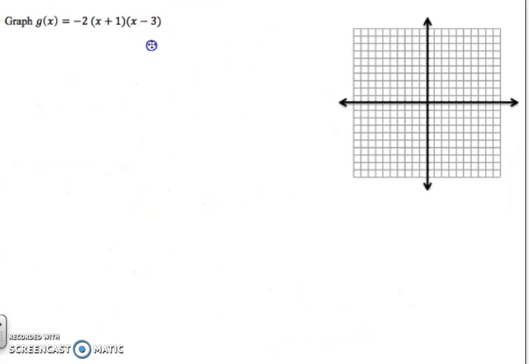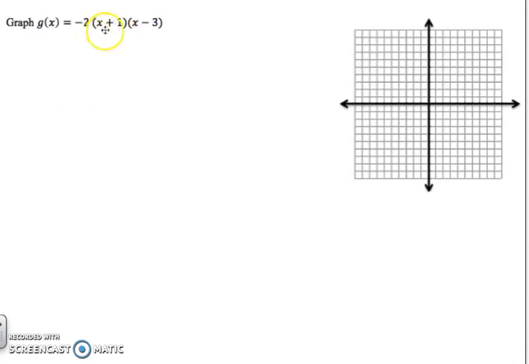So here is our problem, -2(x + 1)(x - 3). Notice this -2 is going to tell me something. I know it's going to open down. So I know my parabola is going to do something like this, okay? But the first thing I need to do is find the x-intercepts.